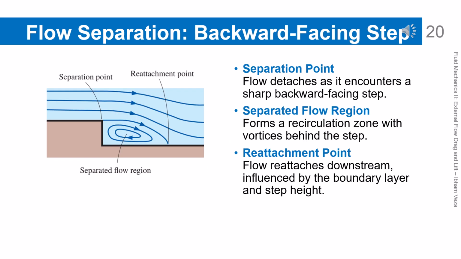Flow separation over a backward-facing step. When the flow passes over a backward-facing step, it separates from the surface at the step edge. Behind the step, a separated flow region with recirculation is formed. Further downstream, the flow eventually reattaches to the surface at the reattachment point. The length of the separated region is influenced by the boundary layer condition and the step height. This case is often used as a basic model to study flow separation.